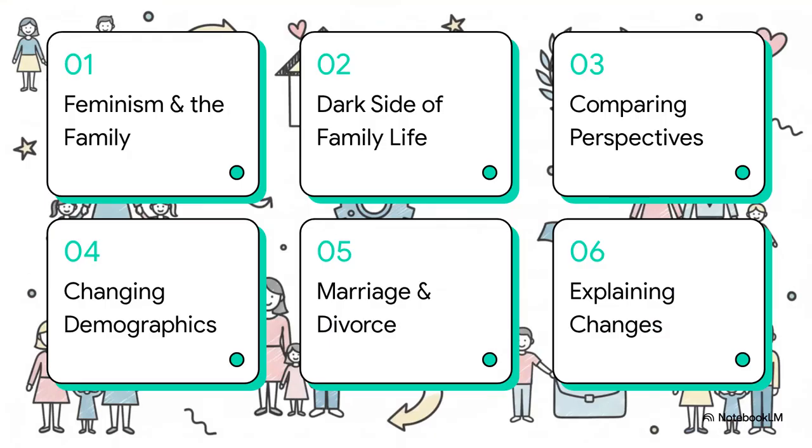All right, so here's our game plan. We'll start with feminism in the family, then look at what's called the dark side of family life. After that, we'll compare the different sociological perspectives, dive into changing demographics, check out marriage and divorce trends, and finally, pull it all together to explain why modern families are changing so much.